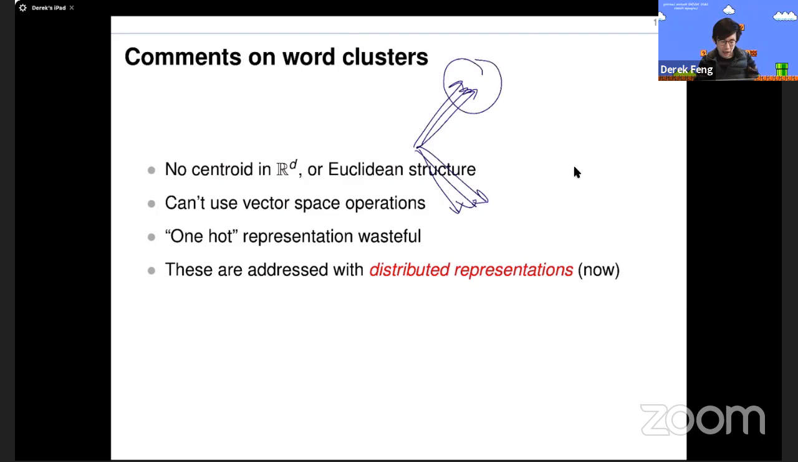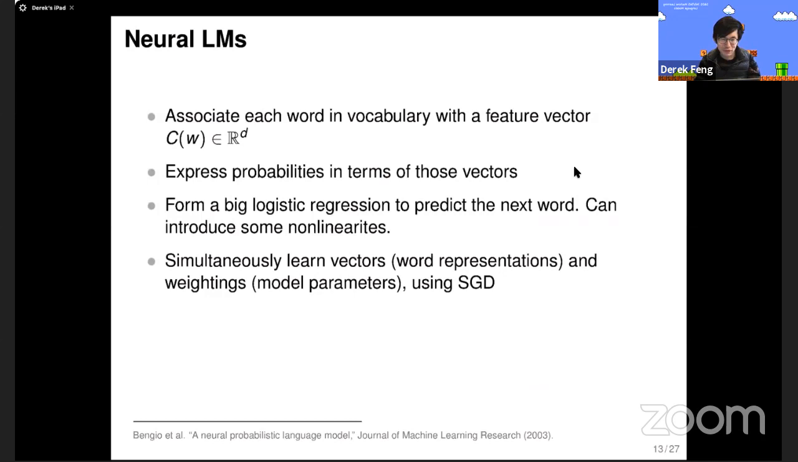So, a brief hint as to what we're going to do. It sounds really complicated, like we're now going to talk about something almost like a neural network, a neural language model. But the actual process is not too tricky. Instead of a one-hot encoding, I'm going to associate every word with a d-dimensional vector, which I'll call C of W, and I'm going to treat each entry of the vector as a parameter that I'm going to learn.